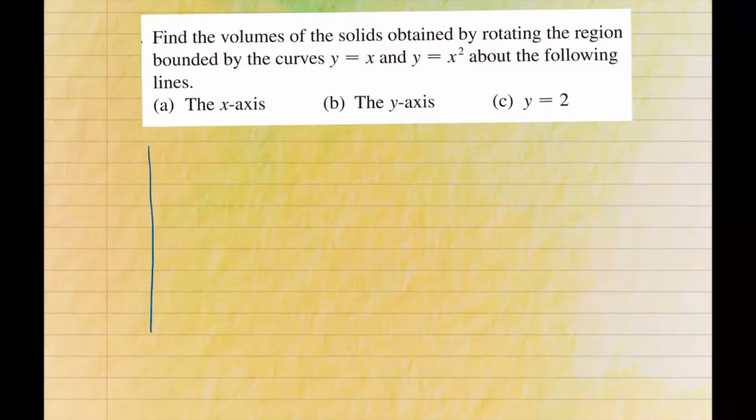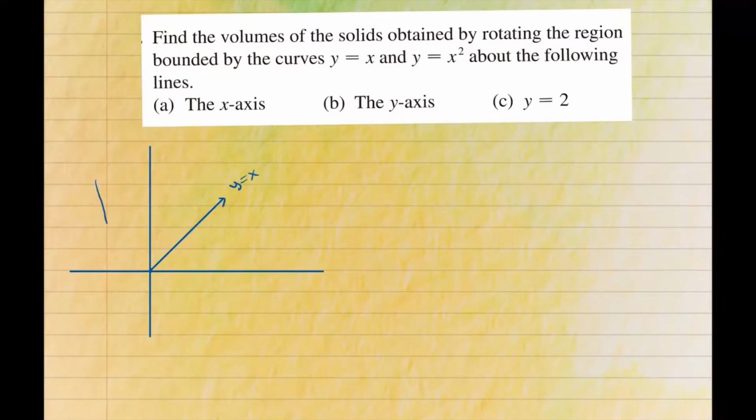If I were to draw this in 2D, we have y equals x. Well, we know that's just a line right through the origin like that. I'm just going to draw from here to here. You'll see why. So this is y equals x, and y equals x squared, well, that's just a parabola that looks like this. So the region we're looking at is this part right here. That's what we're going to revolve.